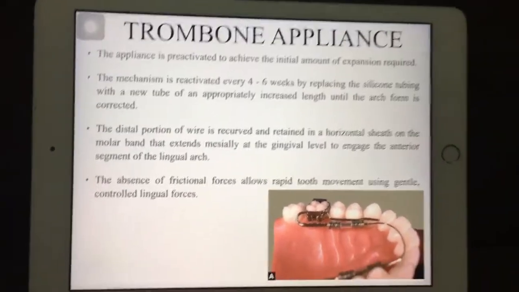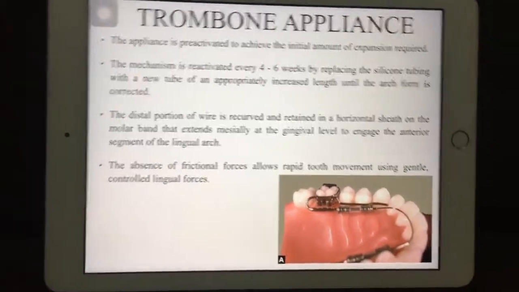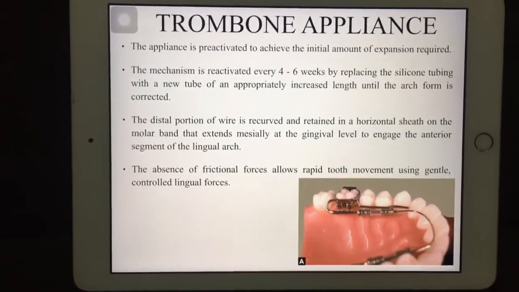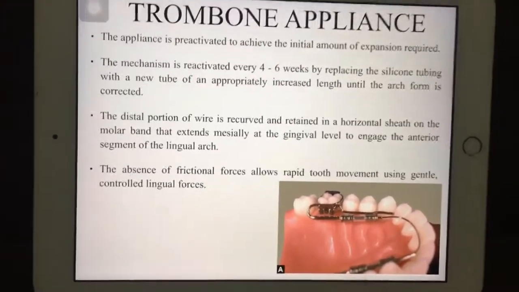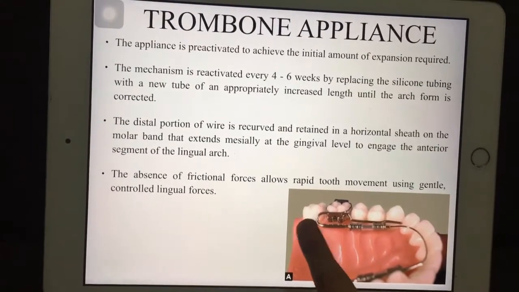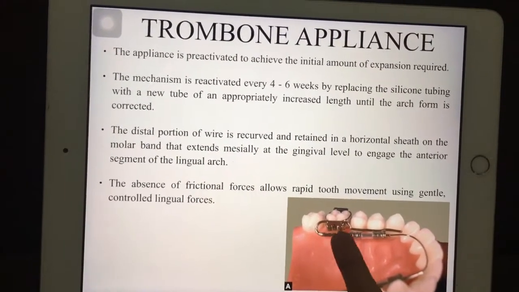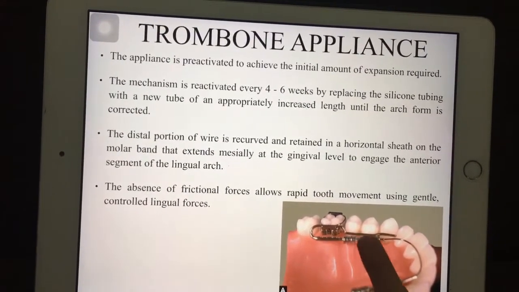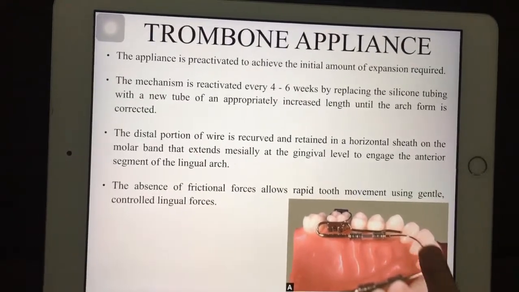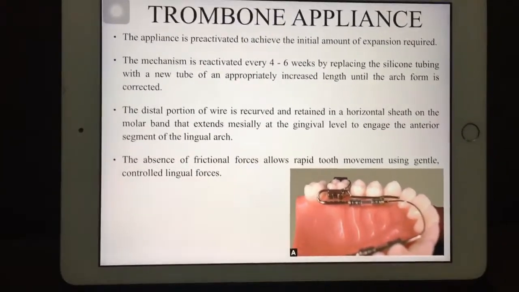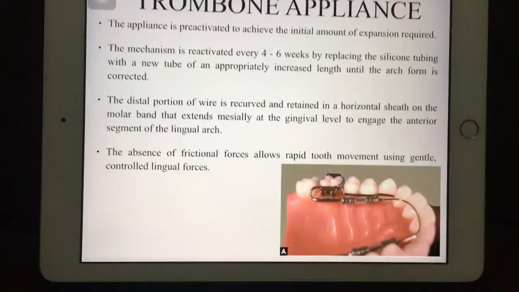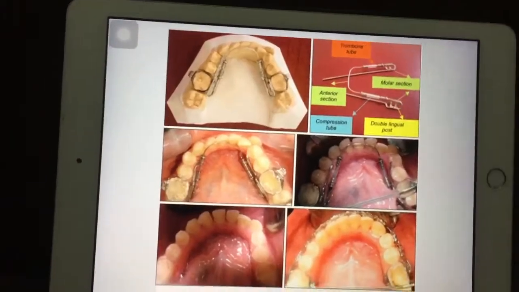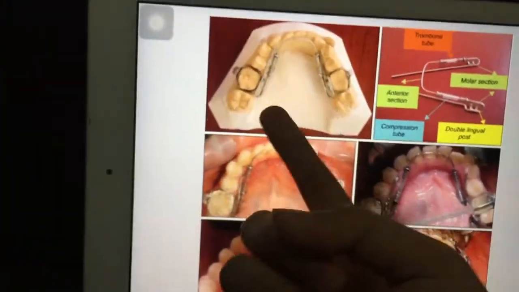So, every 4 to 6 weeks. Pero sa case na to, for every 4 weeks siya, regular visit sa dentist. So, the distal portion of the wire is recurved and retained in a horizontal sheath on the molar band that extends mesially at the gingival level to engage the anterior segment of the lingual arch. So the absence of frictional forces allows rapid tooth movement using gentle, controlled lingual forces. So there. Sa patient.